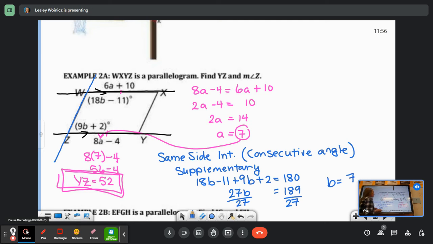Okay, but we still have to plug it in. This expression gives us the measure of angle Z. So I have to plug it into that. So the measure of angle Z is 9 times our 7 plus 2. What is with the 7s? 63. Okay, 63 plus 2.